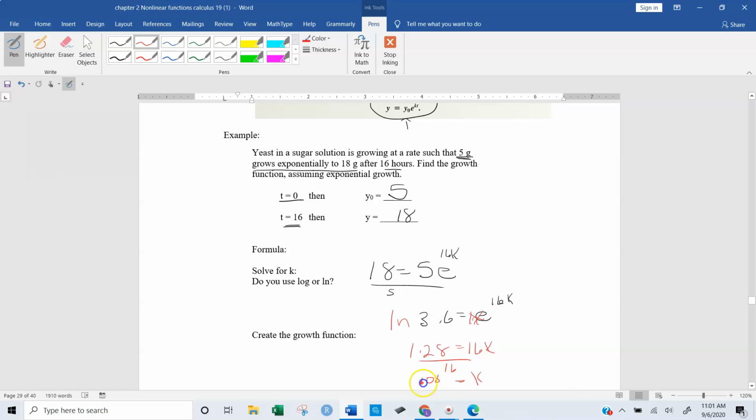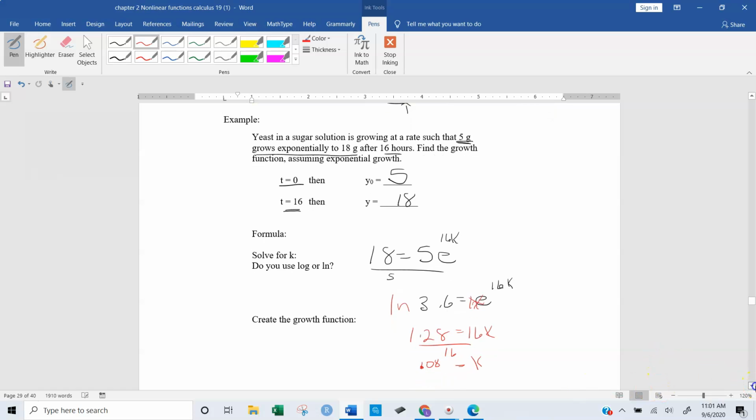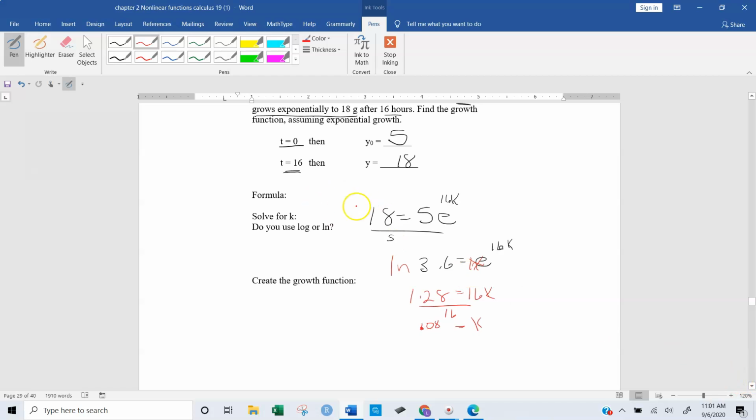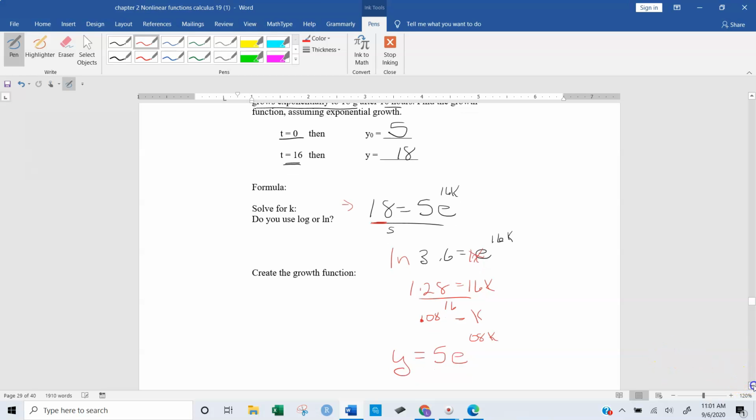Okay, you are not done here. This is the k you're going to use in your formula. So now I'm going to use the same formula, but I want to know any time here. So y is equal to, my initial does not change, e, my time does change, but it's always going to be at a constant rate of variation of 0.08. Are you good? All right, let's continue.